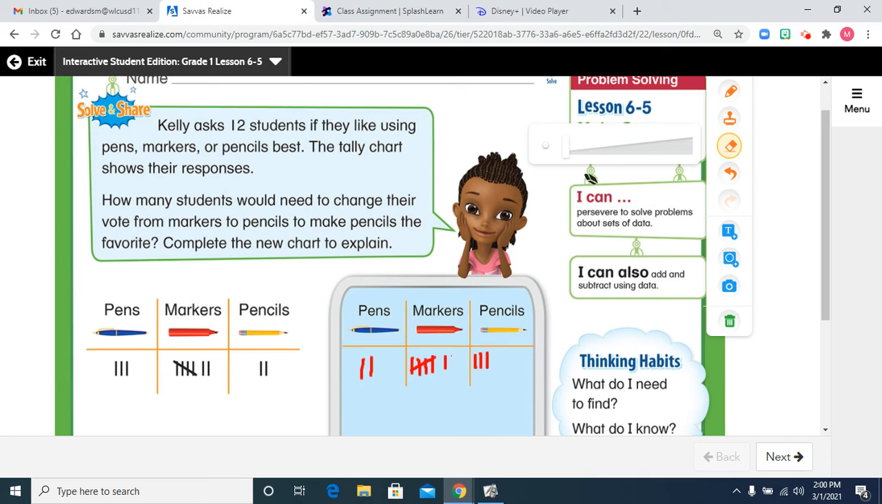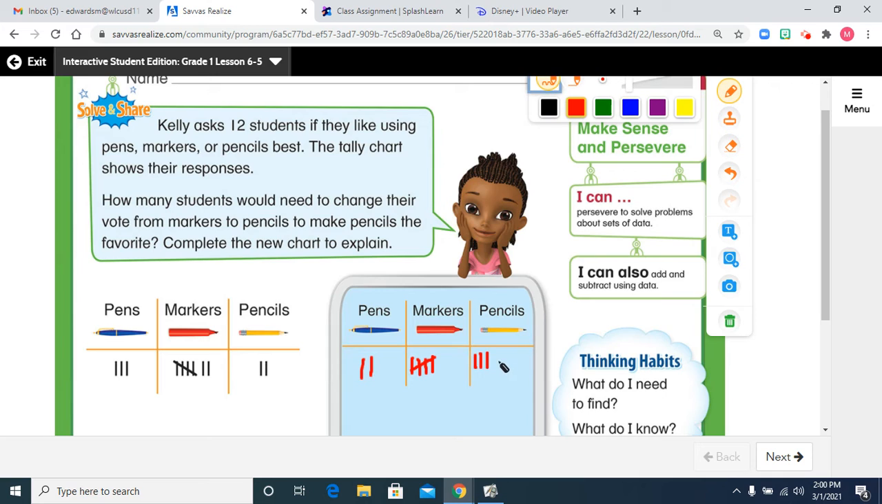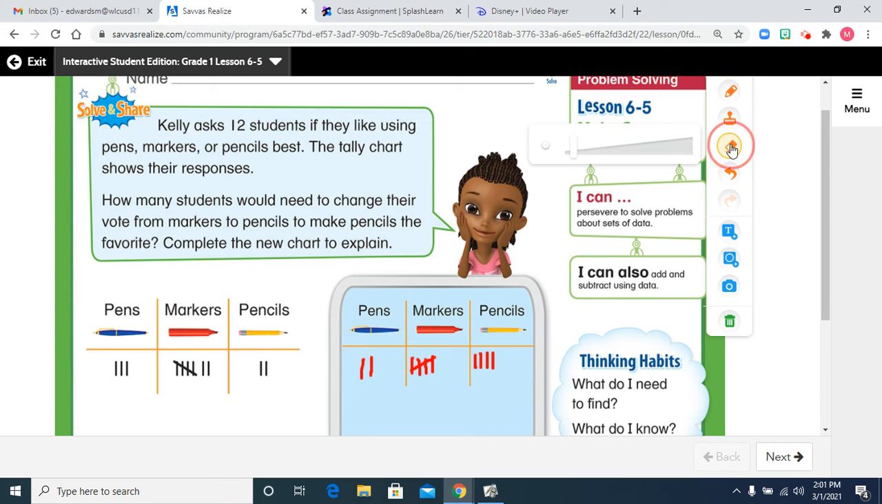Okay, so if you look, we still have markers being the favorite. All right, let's erase another one and move that one over to pencils. Okay, we still have markers being the favorite, so let's move one more, see where we're at.